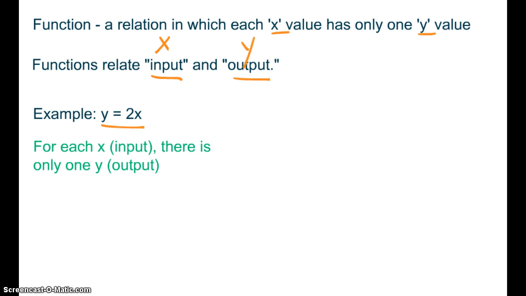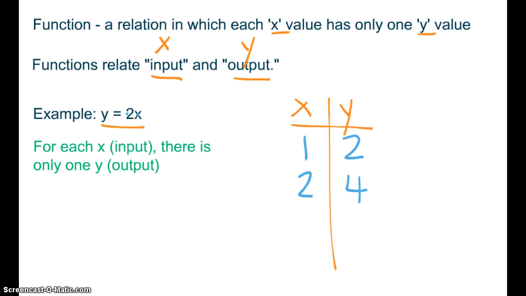For example, y equals 2x. If we were to make a table of x and y, if I put in 1 for x, 2 times 1 is 2, so my output is 2. If I input 2 for x, 2 times 2 is 4, so my output is 4. I could even put in negative numbers. What if I input negative 2? 2 times negative 2, my output is negative 4. So this is an example of a function because for each x, or my input, there is only one y, or my output.